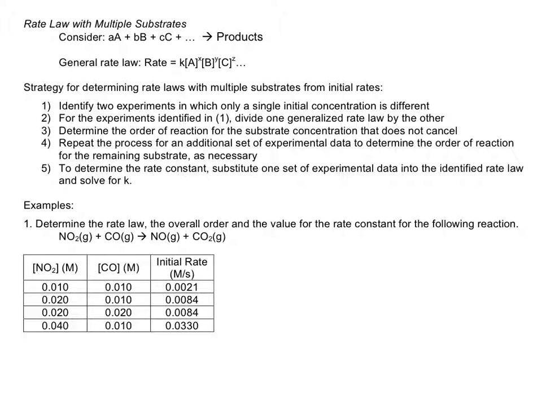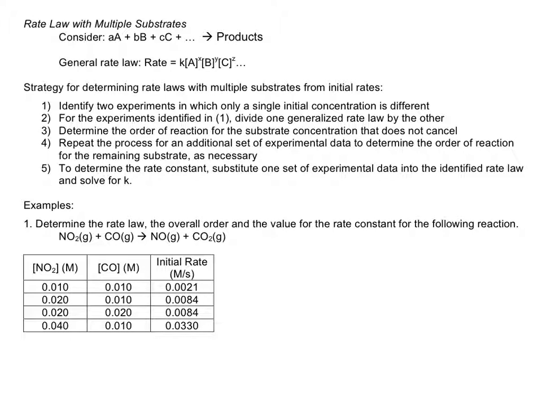Now if we have a situation where we have more than one substrate or more than one reactant, then the rate law gets more complicated. You can continue to write out the concentration of the reactant to an exponent for all of the reactants in your reaction. Then you use a similar process to figure out the reaction order for each of the reactants using the steps here. First, you want to identify 2 experiments in which only one single initial concentration is different. I'm going to just follow the example down here as we go through these steps because it's a little easier to understand if you're actually going through it.